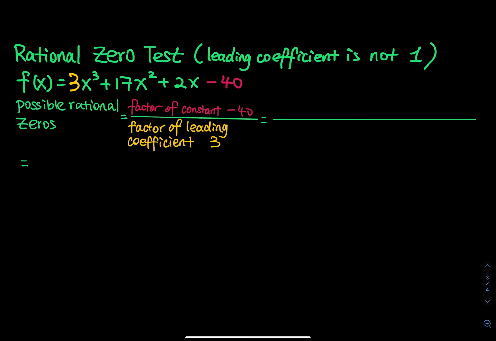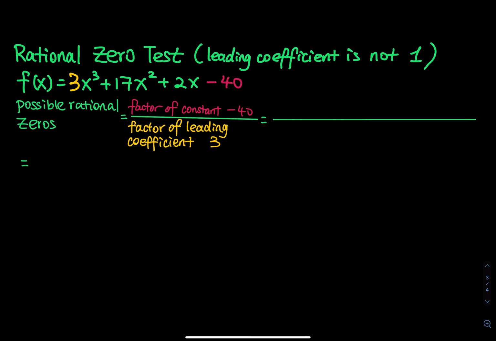I am trying to use the rational zero test to factor this third degree polynomial, 3x to the third plus 17x squared plus 2x minus 40. The first step is to find the possible rational zeros, using the factors of the constant, negative 40, divided by the factors of the leading coefficient, which is 3. So for the factors of negative 40, what number times what number equals 40?